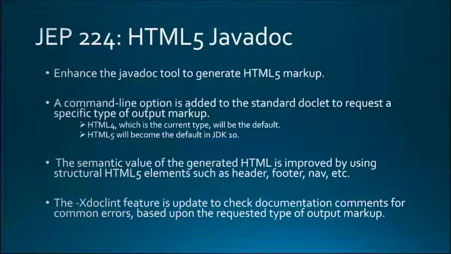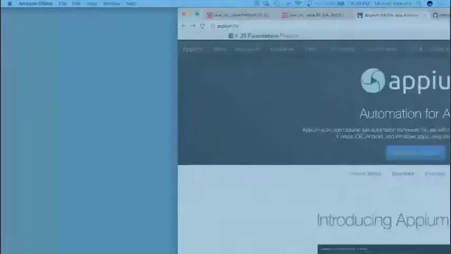Javadoc. So, yay, we're finally HTML5. We now have all the typical HTML5 markups. We can now have graphics. You now have the -Xlint feature, an update to check documentation comments for common errors like spelling and markup issues. So cool, we now actually have an error checker for our Javadoc builders. Let me jump out of the presentation for just a moment and show you what the Javadocs looked like previously.